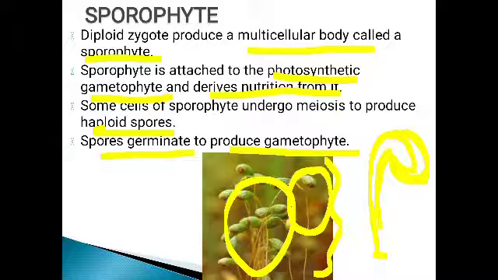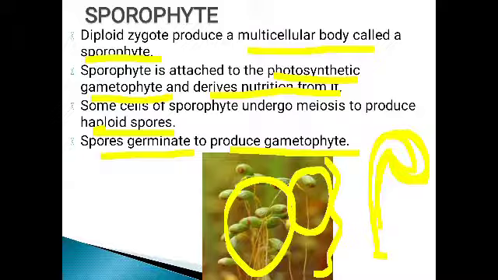So again, from this spore, a gametophyte will develop. This gametophyte will bear the sex organs. The antheridium is the male sex organ. The female sex organ is the archegonium.